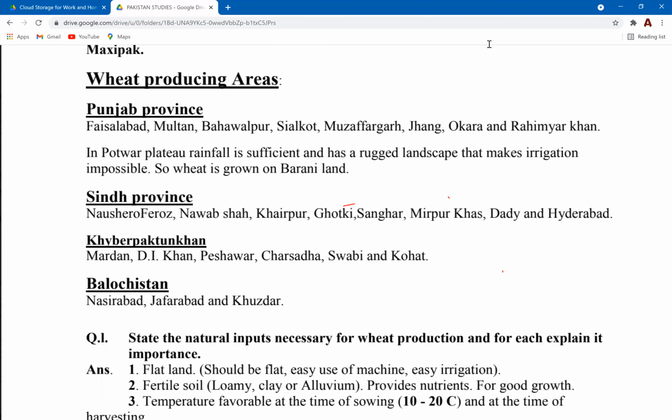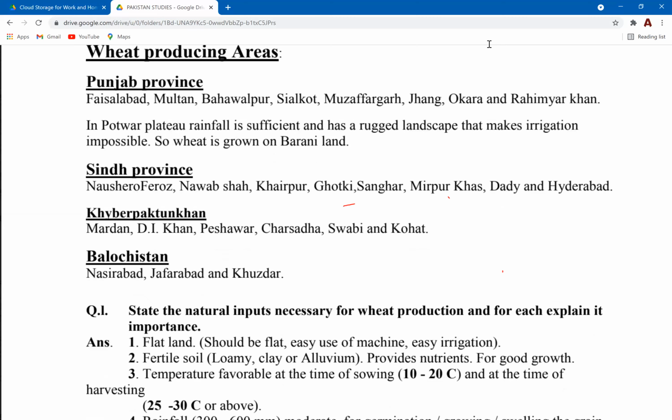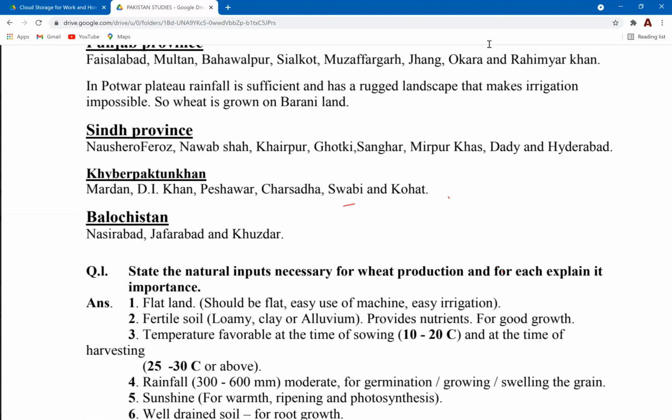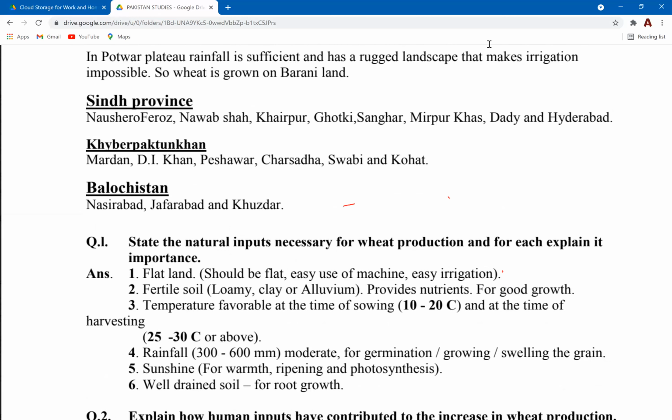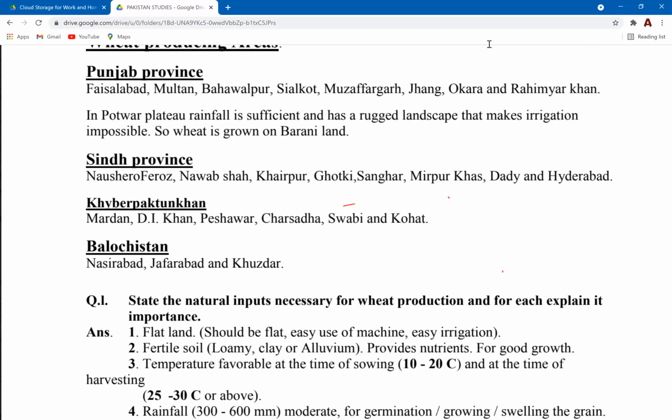Wheat is grown in Punjab, areas such as Bahawalpur, Faisalabad, Multan, Sialkot, Rahim Yar Khan, Potohar Plateau, some areas of Rawalpindi as well. Sindh province, Nawabshah, Khairpur, Mirpur Khas, Hyderabad, Khyber Pakhtunkhwa, areas such as Peshawar, Mardan, Swabi, Kohat, and Balochistan such as Nasirabad, Jafarabad, and Khuzdar. So wheat is grown all across Pakistan in all the 4 provinces. You can just know 2 to 3 places from each province, just so you can use these in your answers. Guys, remember, adding the names of places, examples, locations really makes your answer very strong, okay?